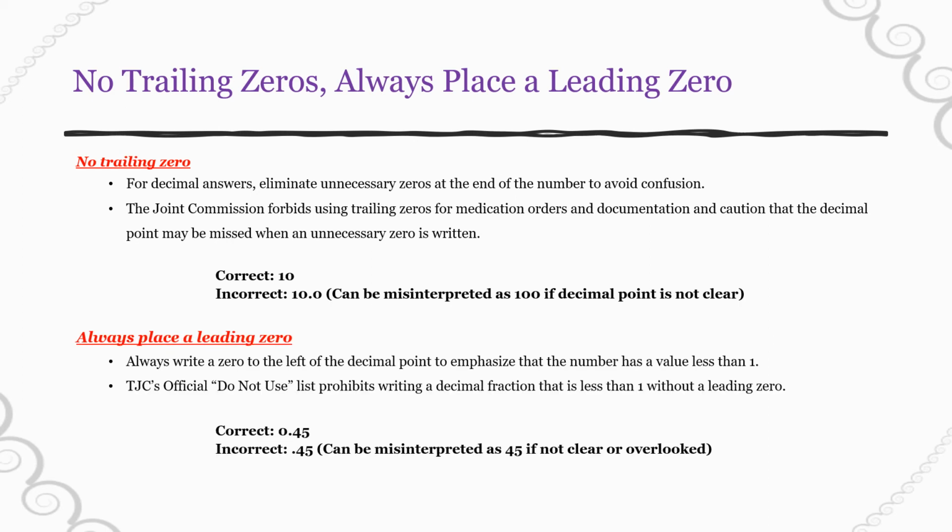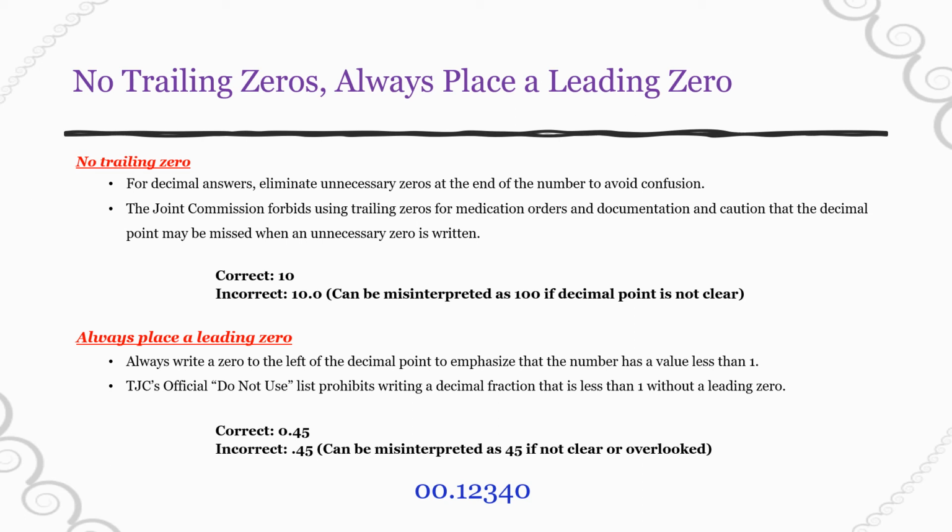Always place a leading zero to the left of the decimal point to emphasize that the number has a value less than 1. The Joint Commission's official do not use list prohibits writing a decimal fraction that is less than 1 without a leading zero. The correct form is 0.45. The incorrect form is .45 because, again, it can be misinterpreted as 45 if the decimal point is not clear or overlooked.